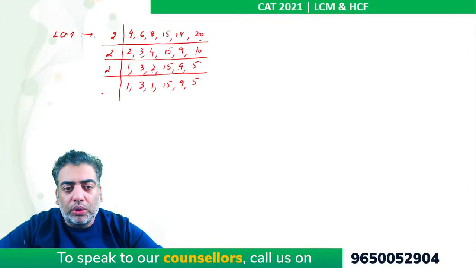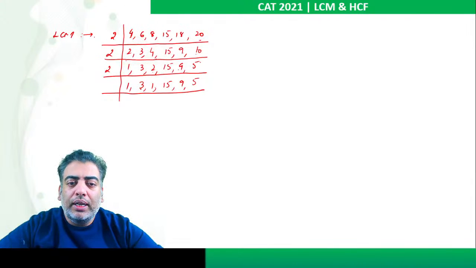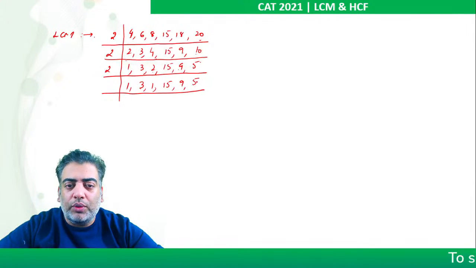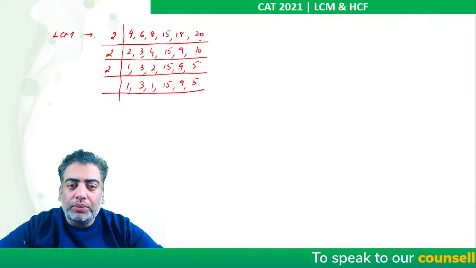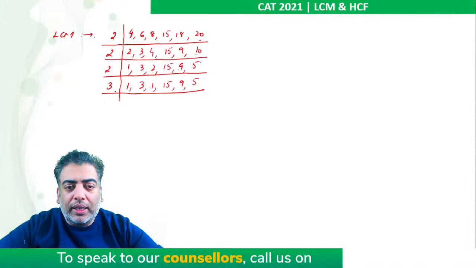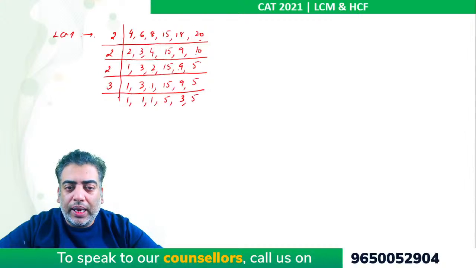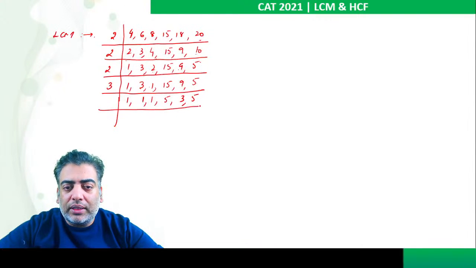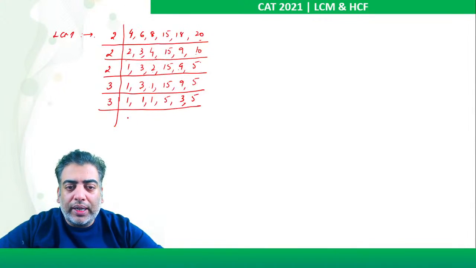Now I will move on to the next prime number that can divide any of these leftover 4 values, because the objective is to get 1 at all these places. So when we divide it by 3, 3 ones are 3, 3 fives are 15, 3 threes are 9 and 5 will be as it is. Still we can see a 3 here. We need to divide it again by 3.